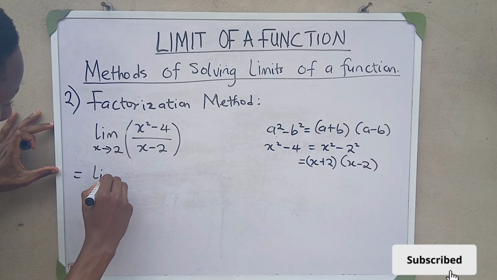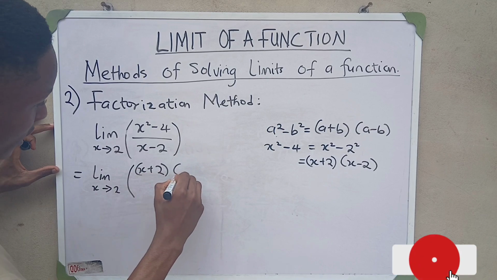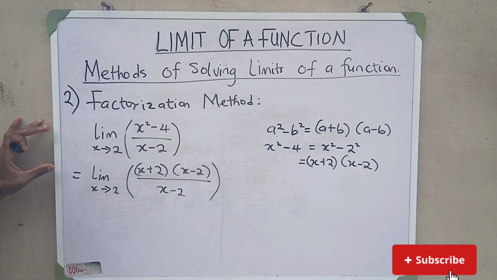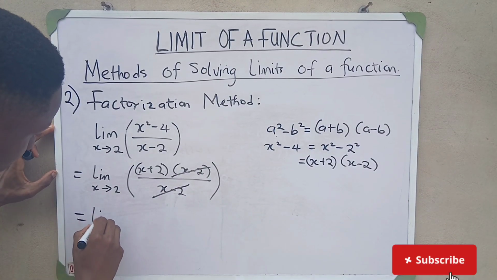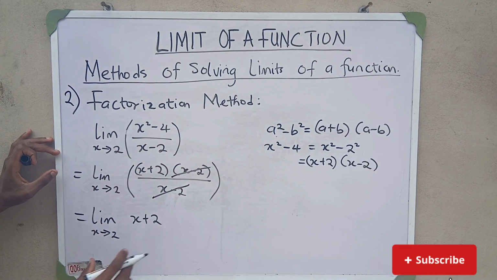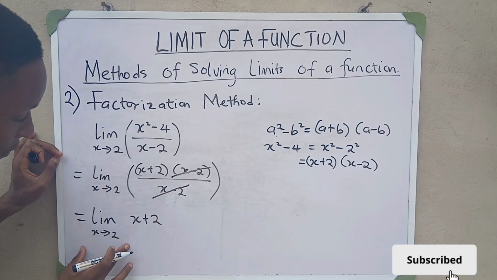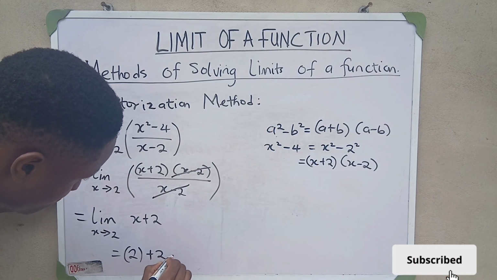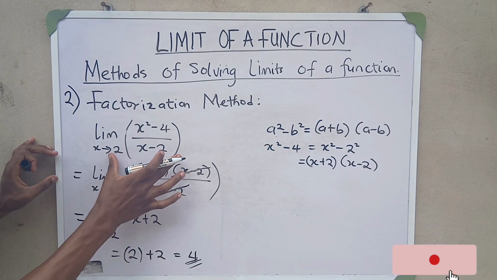Now we'll be having limit of x approaching 2, x plus 2 and x minus 2 all over x minus 2. Now what is going to happen? This will cancel this. So we'll now be having limits of x approaching 2, x plus 2. Now we have this. We can now substitute the value of x as 2. So putting x as 2, we have 2 plus 2, which is 4. So this answer, this is the value of the limit of this function.